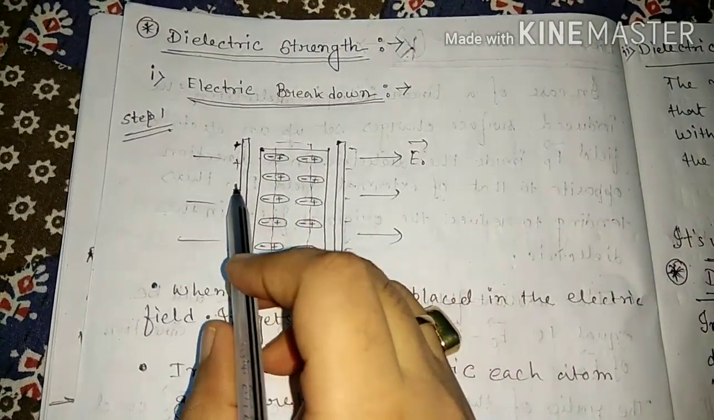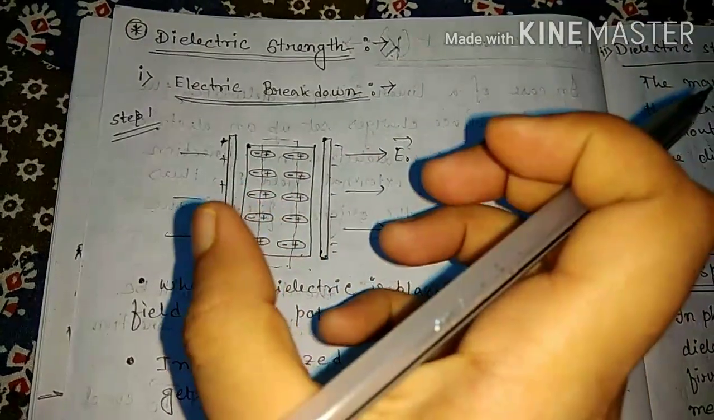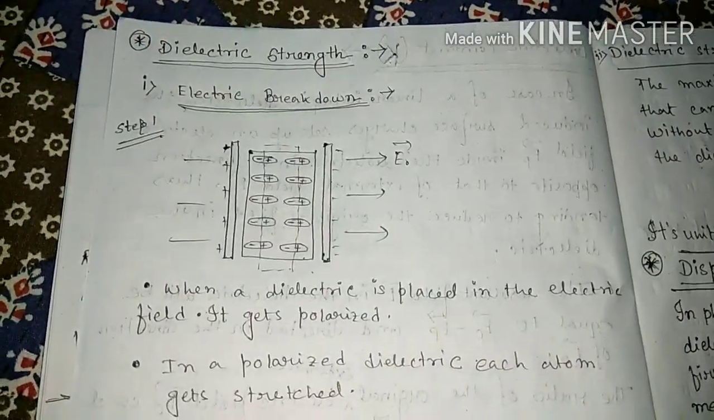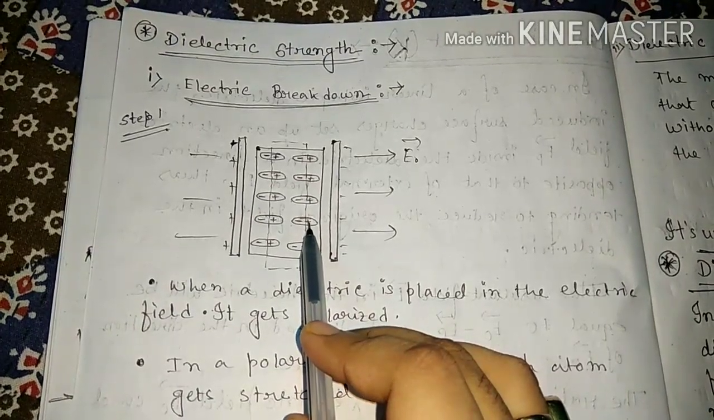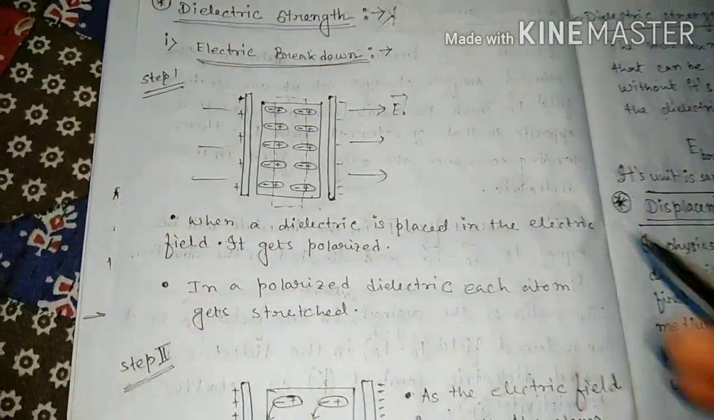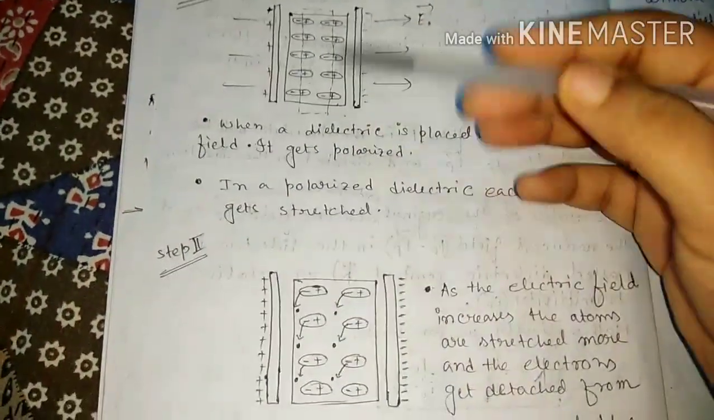That means this negative is attracted to this positive charge. That means this negative charge is stretched from the atoms, and this negative charge attracted this positive charge. Okay, so this is step number 1.